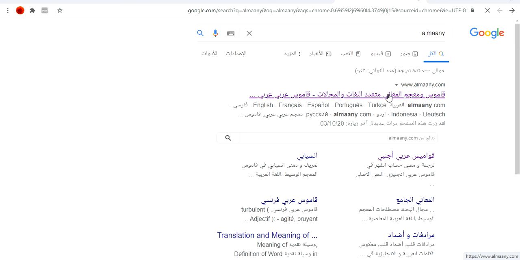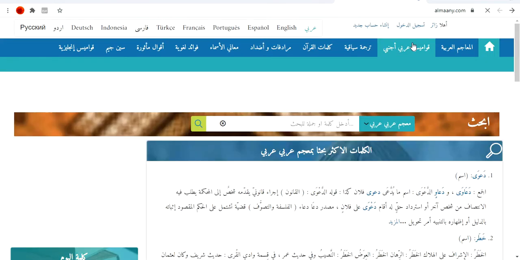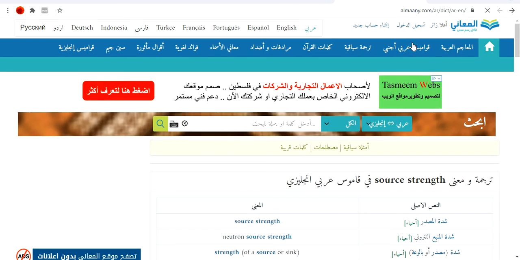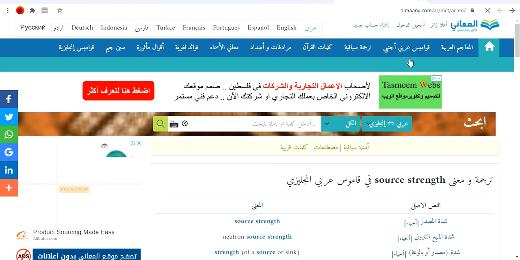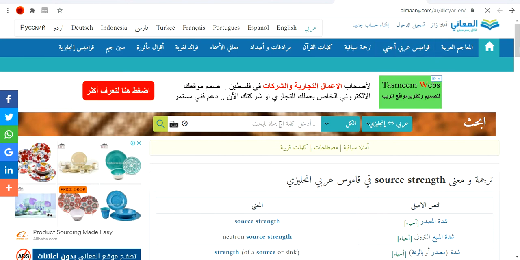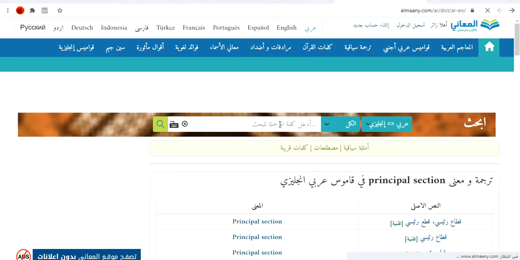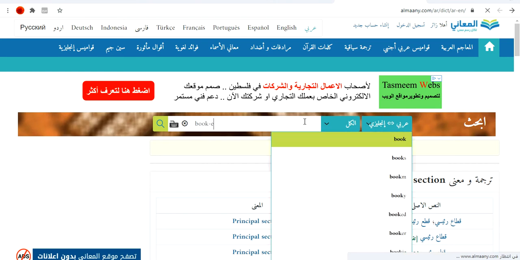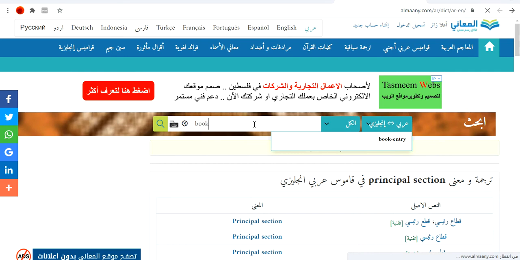What is distinguished about Al-Ma'ani Dictionary is that it provides you with different translations according to different genres. For example, it tells you that this translation is for legal, economic, religious, or general translation. So let me choose here قواميس عربي إنجليزي. It's chosen here. Okay, I'm going to write book entry here. Yes, let me see the results.